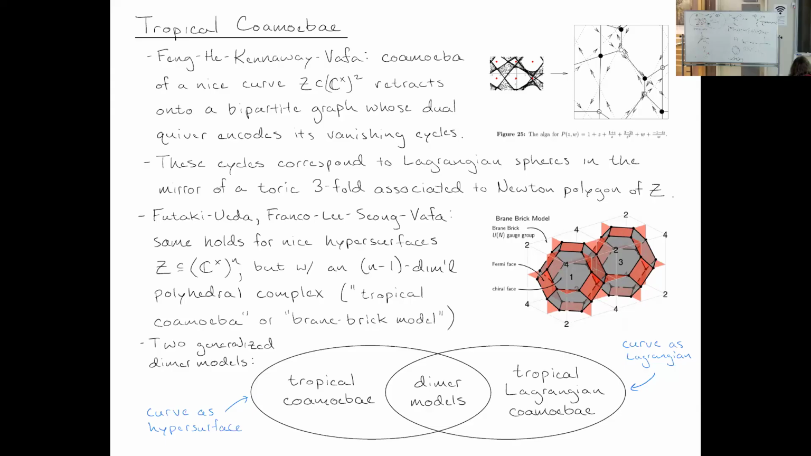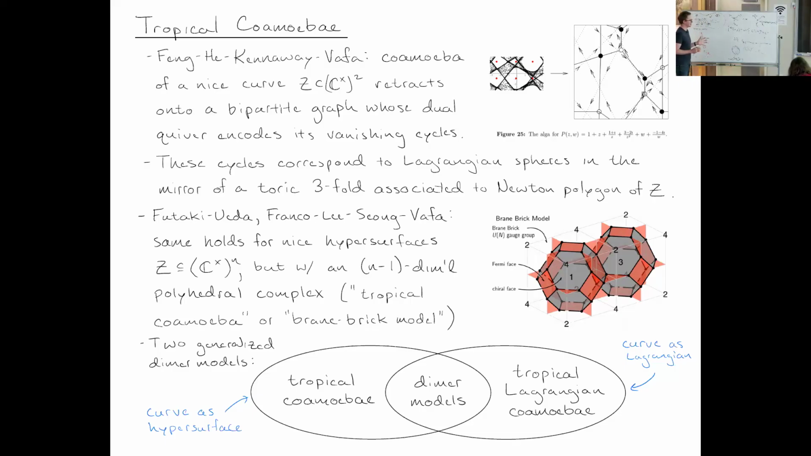for a general hypersurface, you can find some kind of codimension 1 polyhedral complex, which plays the same role. The hypersurface itself will deformation retract onto this polyhedral complex, and a suitable version of the dual quiver of this complex will record the vanishing cycles of the hypersurface. So that is some generalization people had worked out.